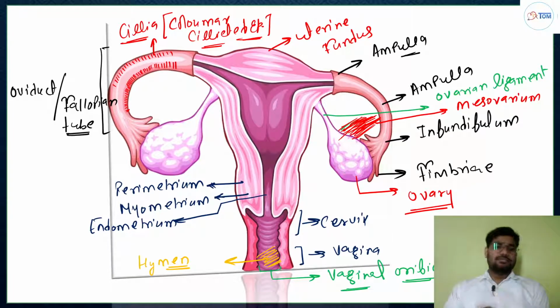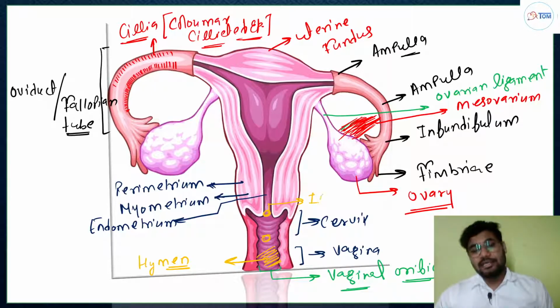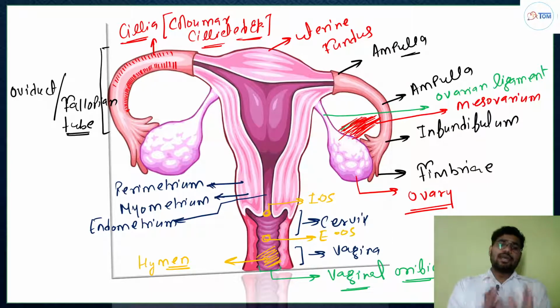Now let us understand one more thing: cervix opens into the uterus. So suppose this is the cervix; toward the upper side it opens into the uterus, and toward the inner side it opens into the vagina. This upper opening is called internal os, so I am writing internal os, IOS, and this external opening is called external os. So simply, the cervix opens inward toward the uterus and outward toward the vagina. The inner opening is called internal os and the outer opening is called external os. So this is the female reproductive system.